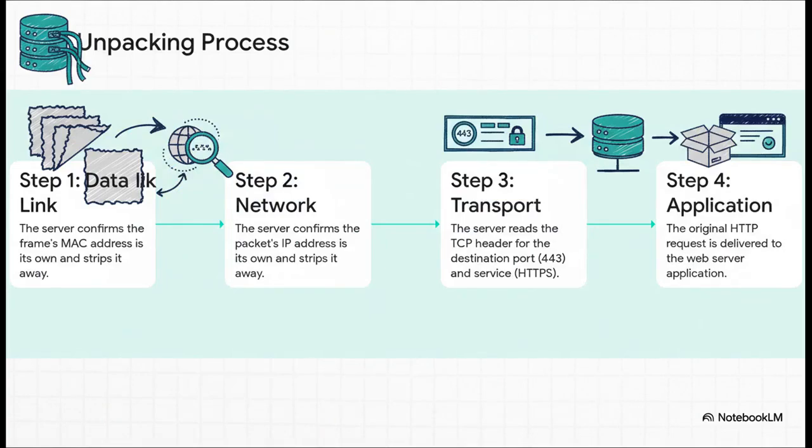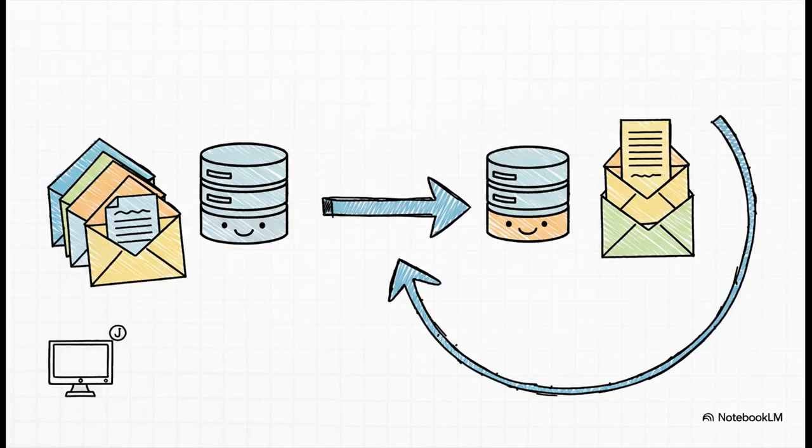So, the server starts unpacking. First, it looks at the outer frame and says, yep, this MAC address is for me, and it just strips that layer away. Then, it opens the next envelope, finds the IP packet and checks, okay, this IP address is also for me. Off comes that layer. It keeps going. Next, it looks at the TCP segment to see that this data is for port 443, which is its secure web service. And finally, with all that network packaging gone, the original data is handed off to the application. After all those layers, all that routing, and all that unwrapping, the server can finally read Johnny's super simple request.